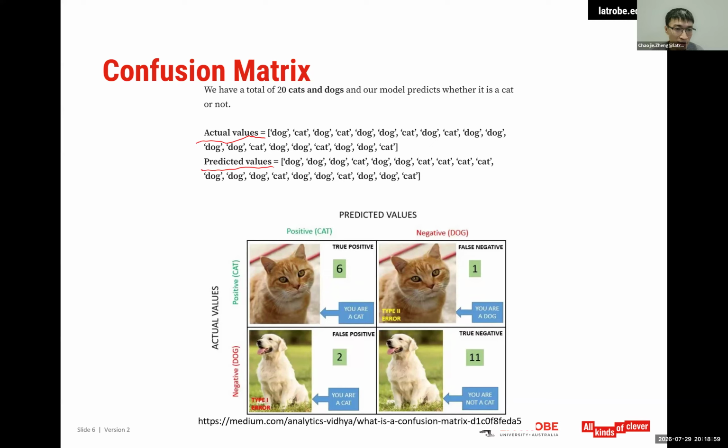You may notice that the rows now represent the actual values and the columns represent the predicted values. So it doesn't matter if the actual values are on the row dimension or on the column dimension. It's all right as long as the count numbers are put correctly into the corresponding cells.